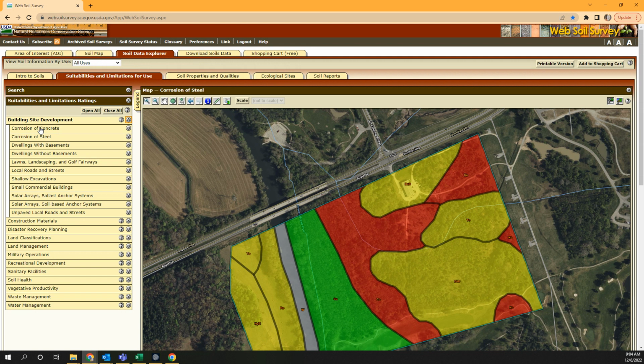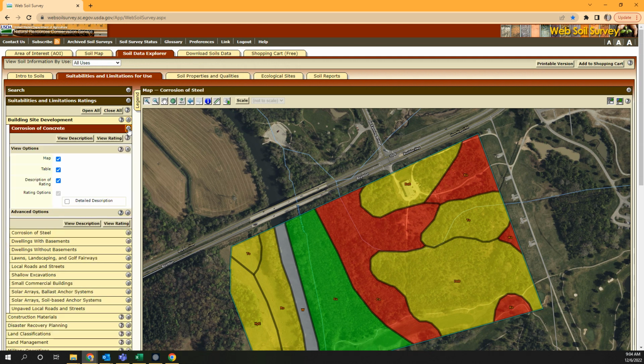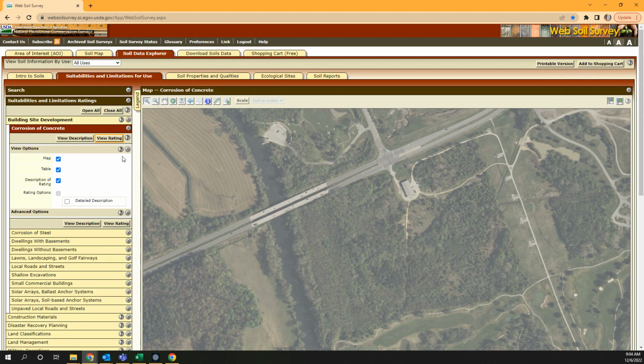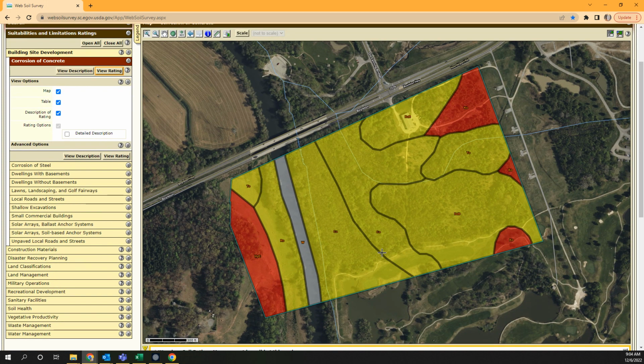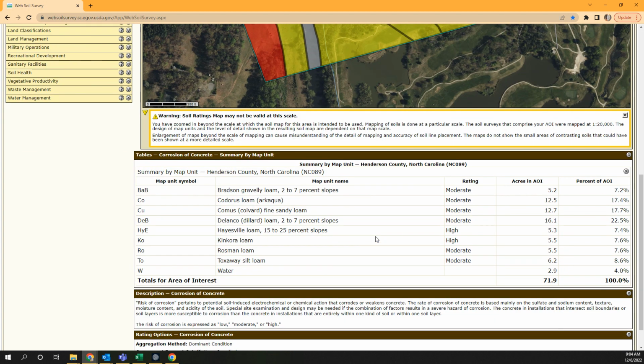So depending on what you're putting in as your BMP, if you're looking at concrete, you're going to drop down your corrosion of concrete and you're going to see a rating. Again, just like all the other ones, you're going to get a color coding. It's usually green, yellow, red. Green meaning that you have low chances of corrosion, and then red being high.